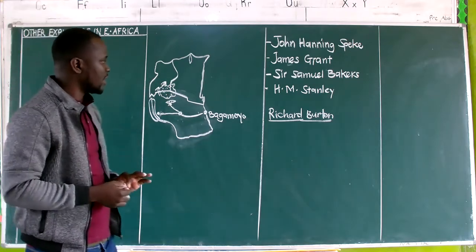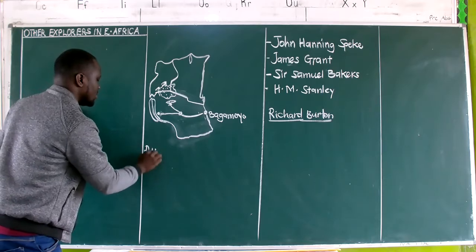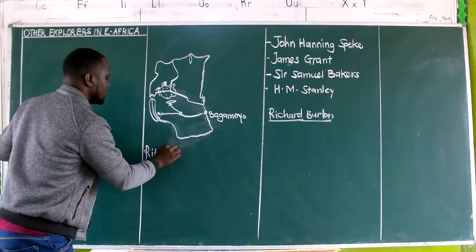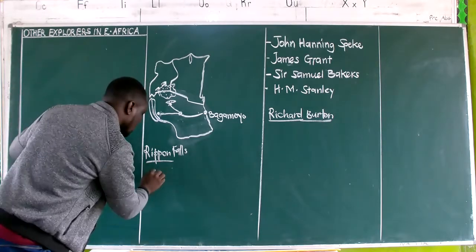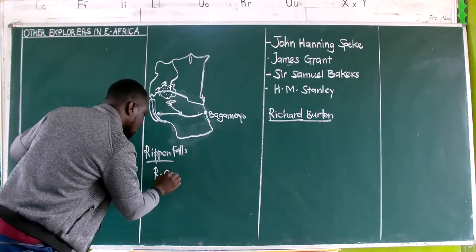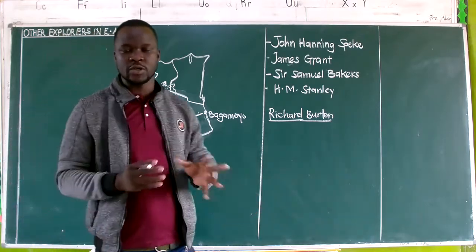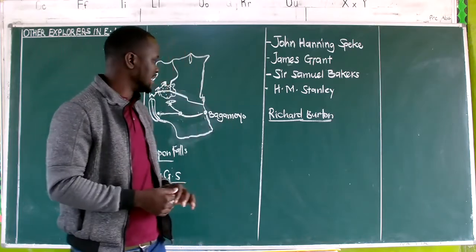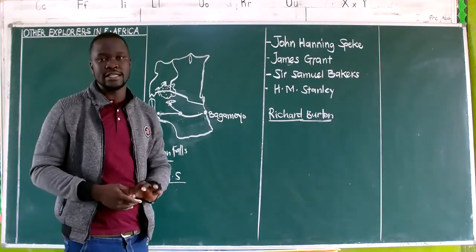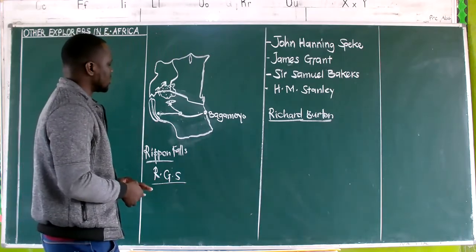Speke saw the waterfalls there, and he named them Ripon Falls. Ripon Falls, that was after Lord Ripon, the president of the Royal Geographical Society. Remember, we said in P5 that it was the Royal Geographical Society which sponsored or which paid for the journeys that Speke made together with his friends to East Africa. So that is about John Speke.